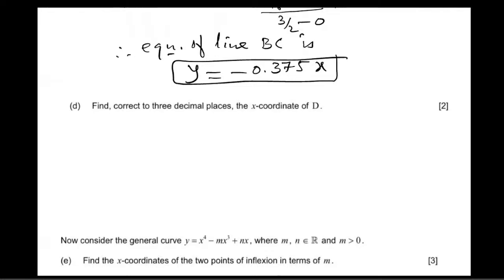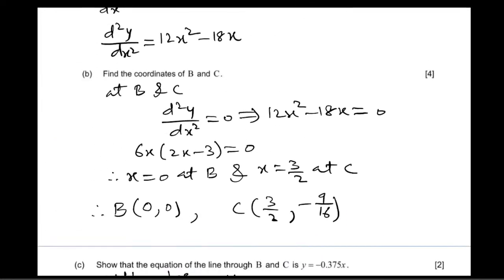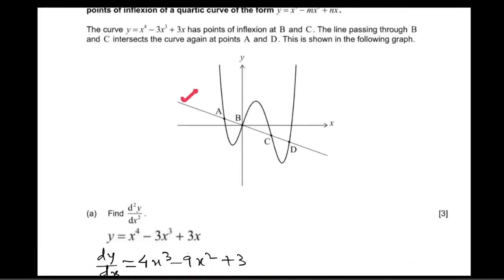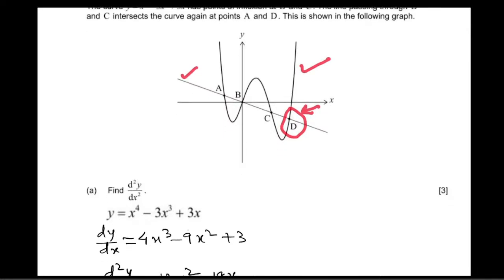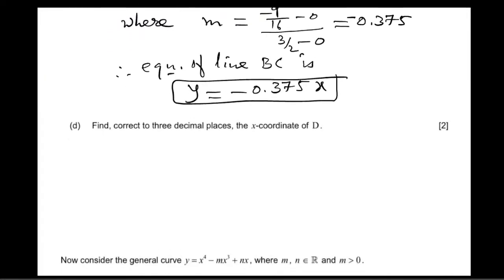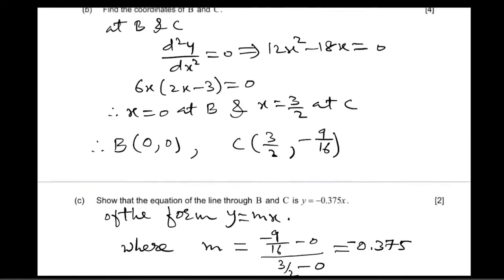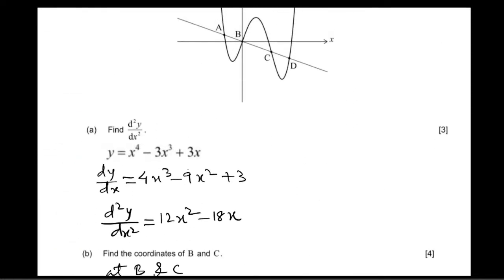Okay. So this is the equation of the line, right? Now, next part, D part says, find correct to 3 decimal places the x coordinate of D. Look here. The line we have found just now also passes through D, which is the 4th point on the curve and the line. So we have to find the point of intersection of the line we have found and the curve. So we have to solve them simultaneously. Okay. So solving y is equal to minus 0.375x, and I will copy that curve here.